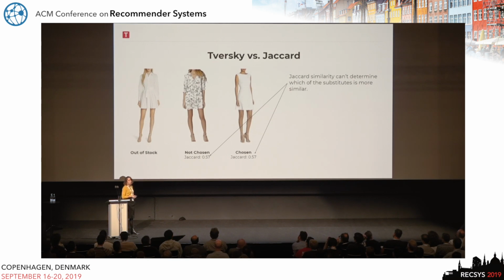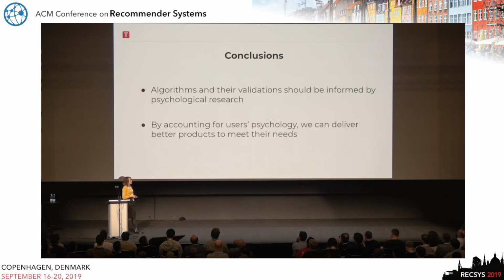So just to show you one example of this, this is one user decision and how these metrics performed. Because these 2 items that are the alternatives have the same number of characteristics in common, the Jaccard similarity can't differentiate between the 2 of them. But because the Tversky similarity has these other features built into it, it actually did a better job and assigned a higher similarity score to the option that the user actually chose. So in summary, both algorithms and their validations should account for users if they are in fact going to touch users. And by doing so, we can deliver better products.